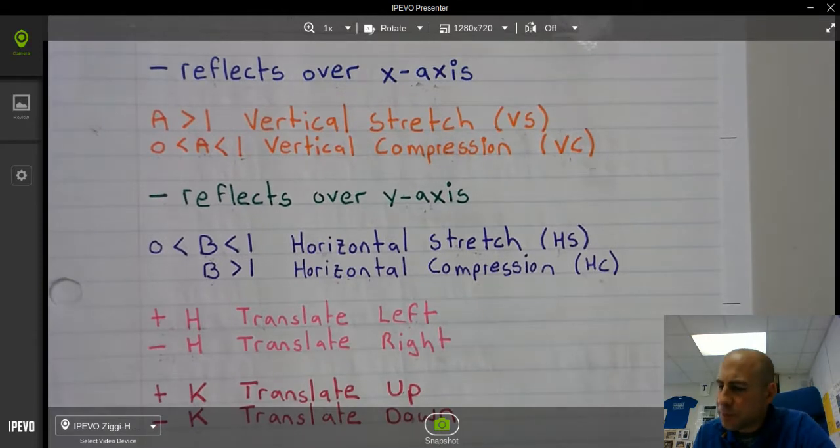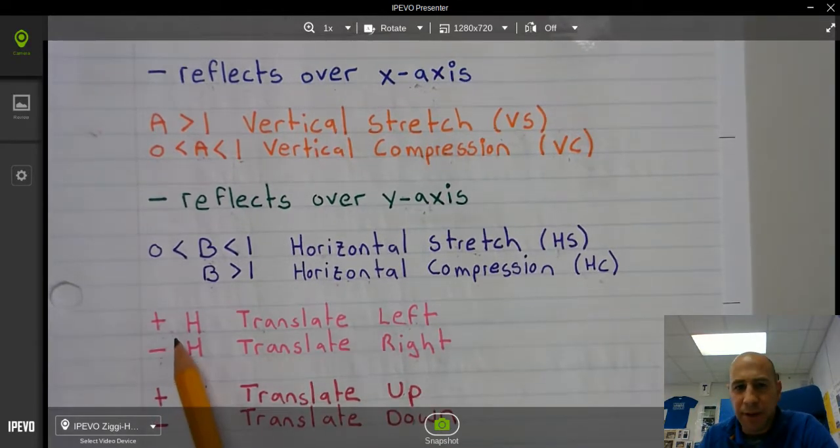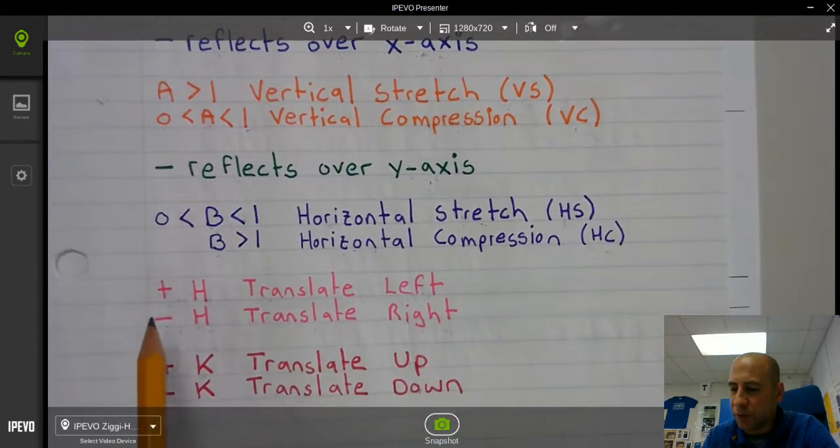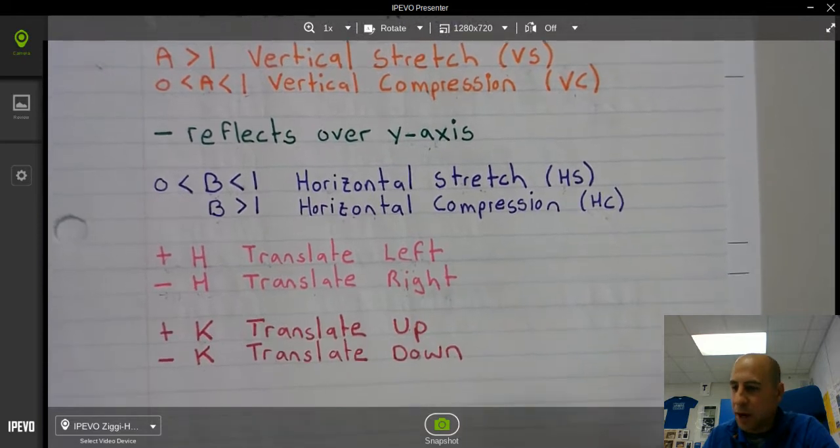All right. Now, if it's plus h, it translates left, and if it's minus h, it translates right. So this is the opposite of what it looks like. So when you think plus, you think right, but it's actually the opposite. So it's left, and minus is right. Okay. Now, that's inside the parentheses. Now, the k value is outside the parentheses. If it's plus k, it's up. Minus k, it's down. So if you would, finish up your notes.